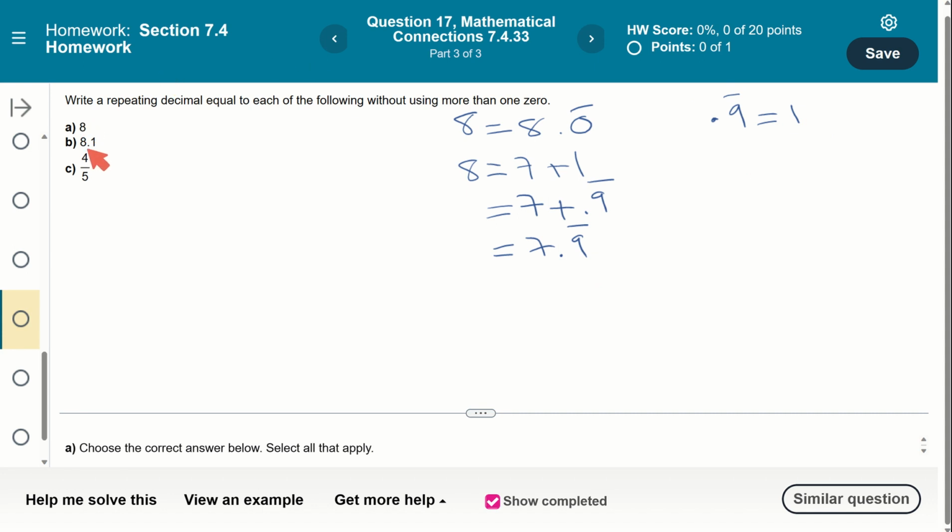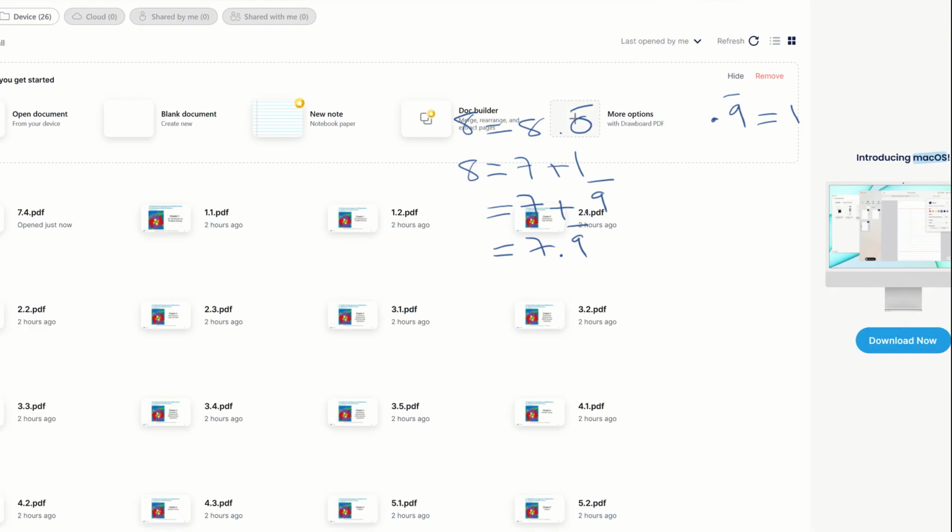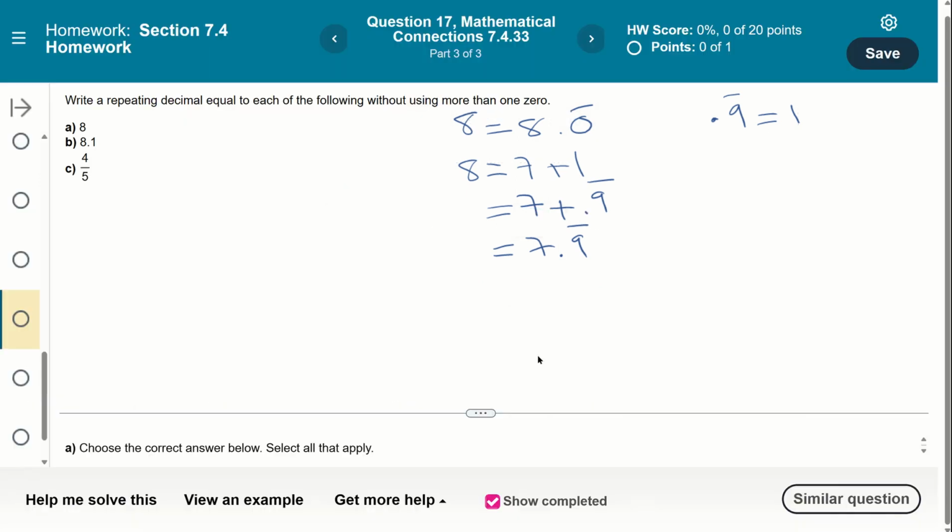So my hint for you on these other two is to take a similar approach. Sorry, my touchy screen got me to another app again. So take this approach. Take 8.1 and think about it as 8 plus 0.1 and see if there's a trick you can use to write this using this fact.